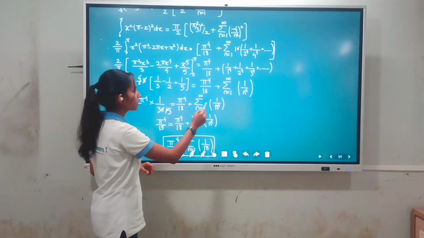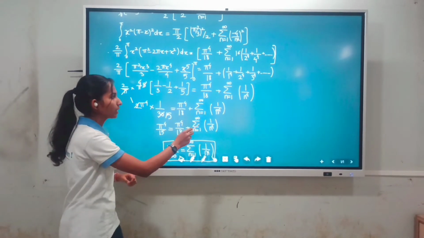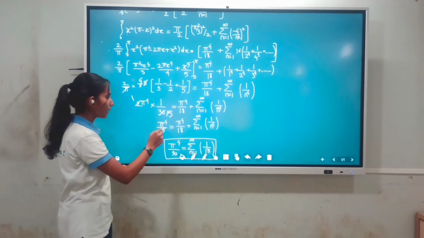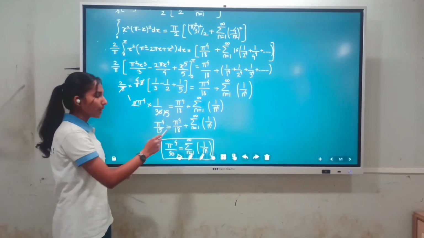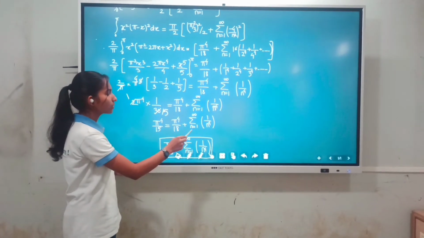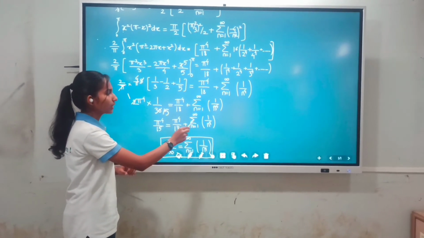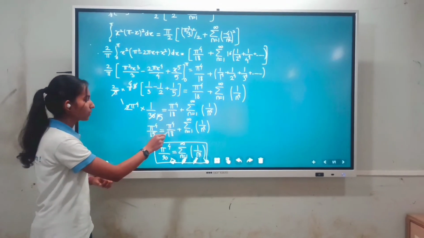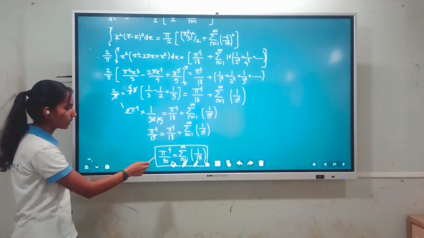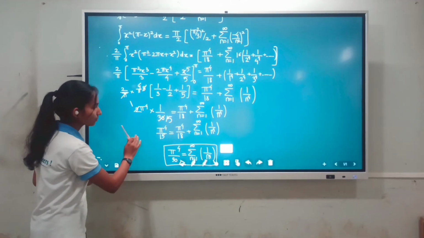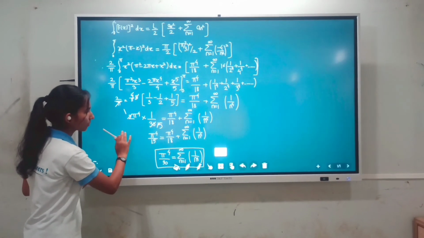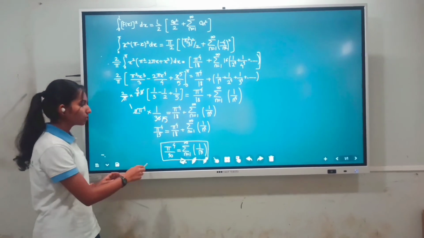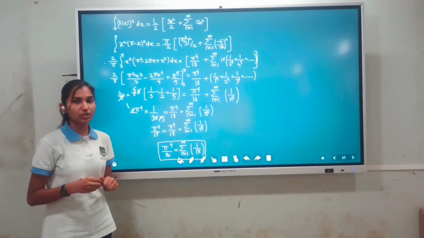Now when we solve this, we get the sum where n varies from 1 to infinity of 1 upon n raised to 4. When we solve all this equation, we will get pi raised to 4 upon 15 equals pi raised to 4 upon 18 plus the sum where n varies from 1 to infinity of 1 upon n raised to 4. When we shift pi raised to 4 upon 18 to the LHS, it will become pi raised to 4 upon 90, equals the sum where n varies from 1 to infinity of 1 upon n raised to 4. This is the final solution of our equation.